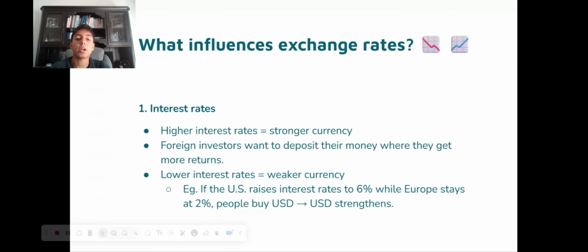So now we're going to talk about what influences exchange rates. The first is interest rates. If a country offers higher interest rates, investors from around the world will want to put their money there to earn more. That means more demand for the currency, and it strengthens. An example is if the US raises its interest rates to 6%, but Europe keeps theirs at 2%, people will move their money to US banks to get more in return. The US dollar will go up.